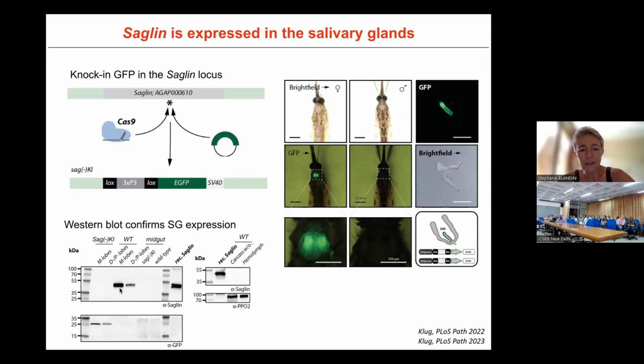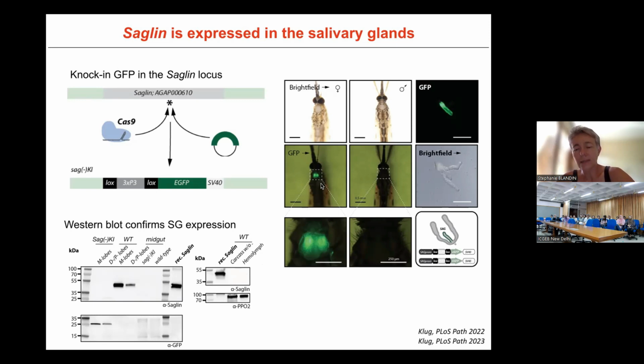You find it in the wild-type mosquitoes only in the salivary glands, and not in the midgut of the wild-type mosquitoes, and neither in the carcass, where there are no salivary glands, nor in the hemolymph of the mosquitoes. The hemolymph is kind of the blood of mosquitoes. So clearly, Saglin is expressed only in the salivary glands of mosquitoes.